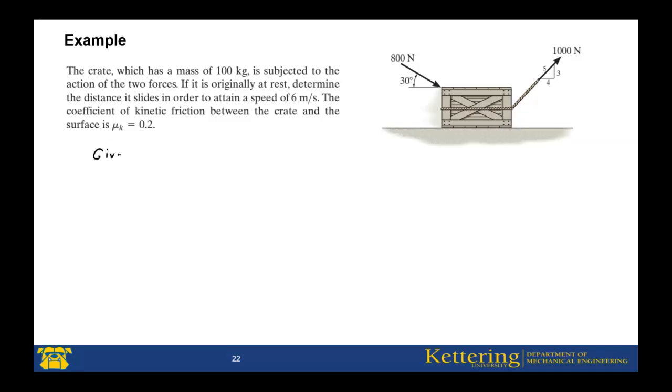For this problem, what is given? The mass of the crate is 100 kilograms, subject to two forces. One is 800 Newton, which has a component along x. If this direction is x and this direction is y, the component of the force along x is 800 cosine 30.